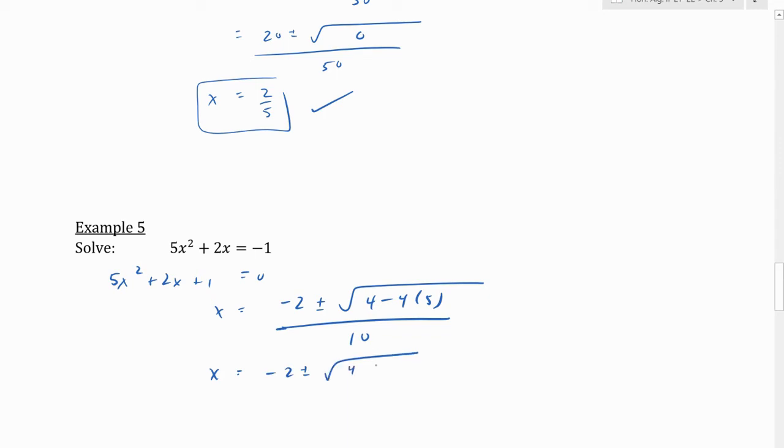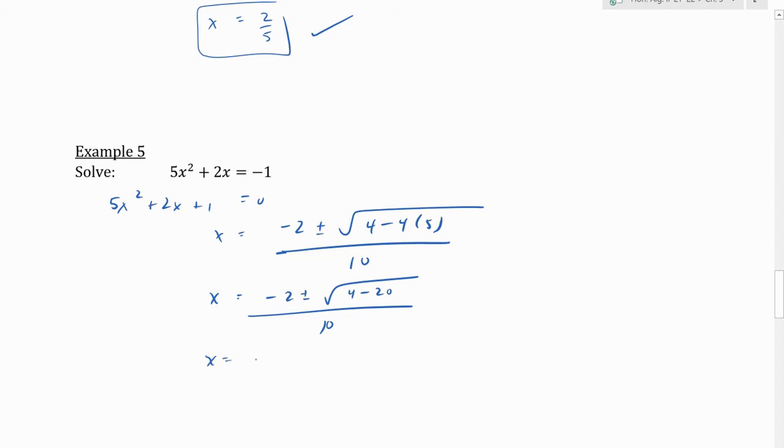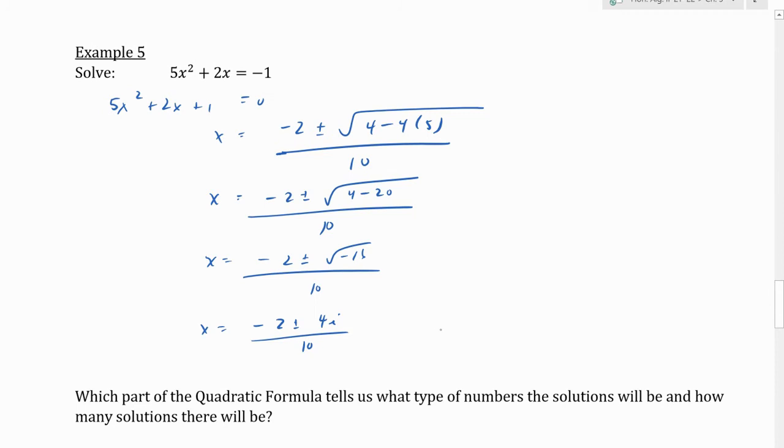Here's a 4 minus 20. There's a negative 16. That's 4i. And then remember, reals, imaginaries. Negative 2/10 is negative 1/5, plus or minus 4/10 is 2/5, and that part had an i on it.